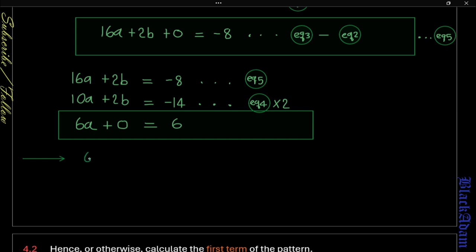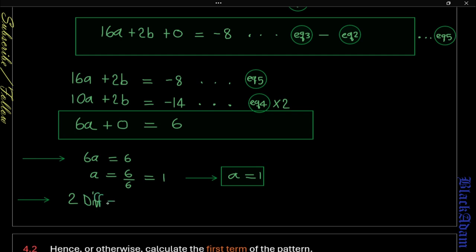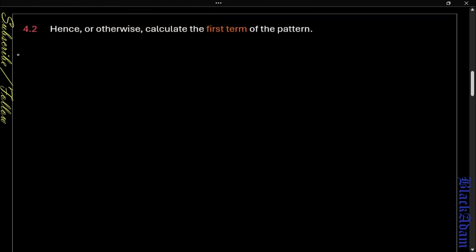From there, we can now solve for a. 6a is equal to 6, and we divide both sides by 6, so a is equal to 1. Now that we found a is equal to 1, we know the second difference is 2a. So 2a is 2 times 1, which is 2. That's our answer for 4.1.